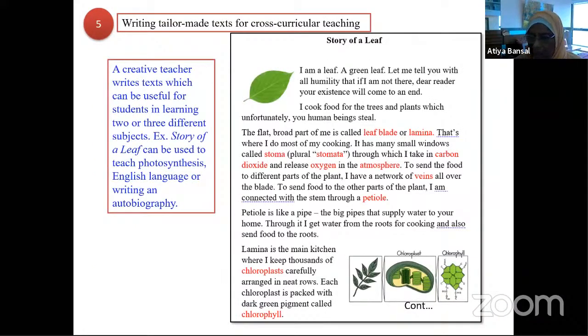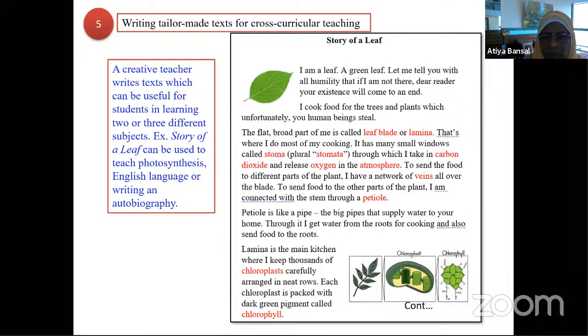Somebody had asked about the signs. So, if we know storytelling techniques, if we are happy to write, then we can write tailor-made texts for cross-curricular teaching. Now, this story, I'm putting it on the screen so everybody knows, is the story of a leaf. It's an autobiography. I'm a leaf, a green leaf.